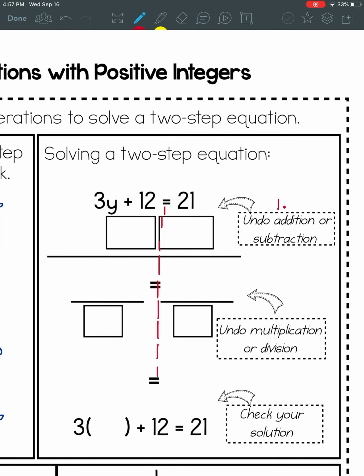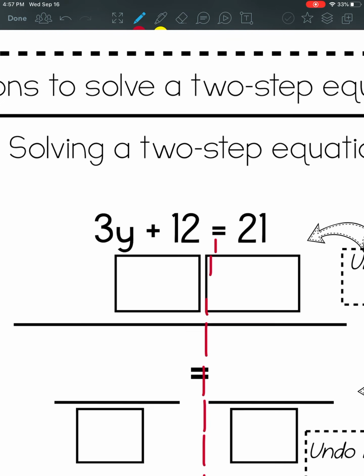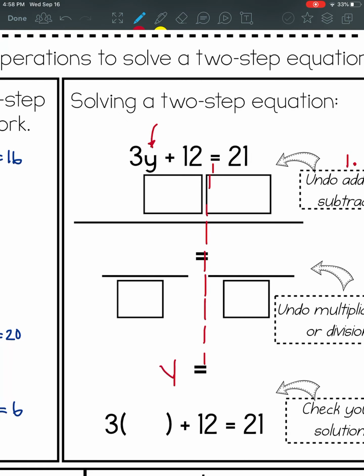So the first step here, number 1, is to always undo the addition or subtraction first. So find your plus whatever, your minus whatever. In this case, here's our y. So that's what we want left by itself on that side. Okay, we need to get rid of the 3, and we need to get rid of the 12. So our first step is always that constant, the number that is furthest away from the variable. So the opposite of plus 12, we are going to subtract 12 to get rid of it.